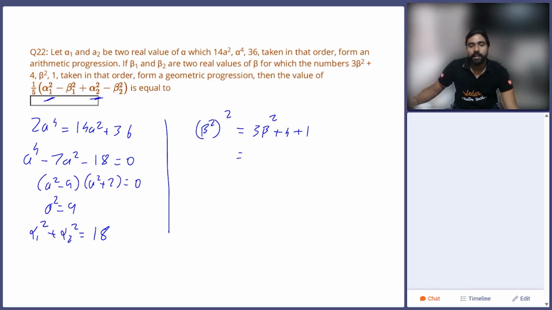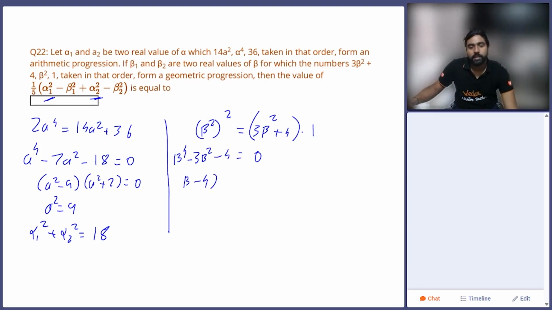So basically what do I have? I have beta^4 - 3 beta^2 - 5 = 0. Now what do I have over here? Minus 5 plus 1. Give me a second. Have we made some mistake over here? Oh, this is multiplied by 1, right? We're talking about GP over here, into 1. So basically this will be minus 4. So this is minus 4.